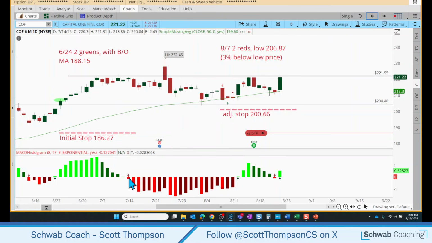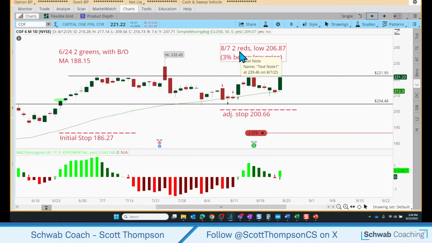Then you can see the MACD went along, and we got a red arrow on the MACD here on the 14th, but the stock was still above the moving average. Now you can't really see the green arrows, but just realize that if the stock price is above that moving average, then we consider that a green arrow. So, we don't really have anything to do as far as stop adjustment goes all the way through this until the stock actually closed below the moving average, and that happened on the 7th of August.